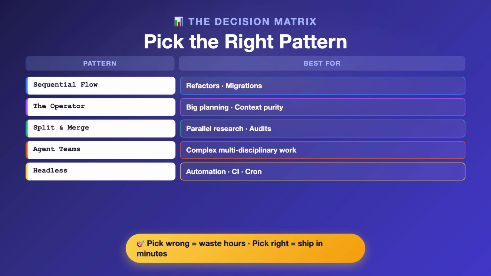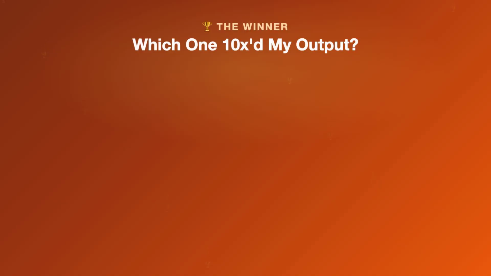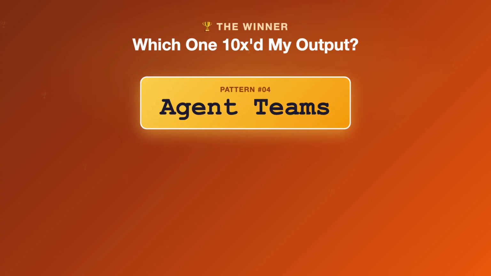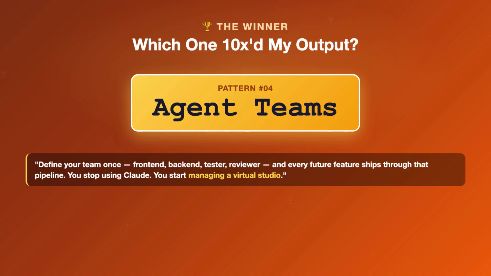Pick the wrong pattern and you waste hours. Pick the right one and you ship in minutes. So which one actually 10x'd my output? Honestly, it depends on the work. But if I had to pick one, agent teams. Because it's the only pattern where the setup pays you back forever. You define your team once, front-end dev, back-end dev, tester, reviewer, and every future feature ships through that pipeline.